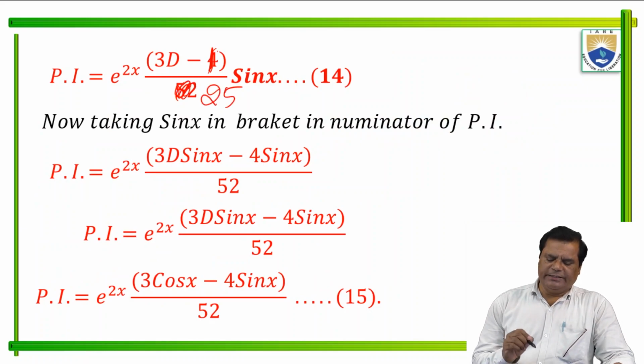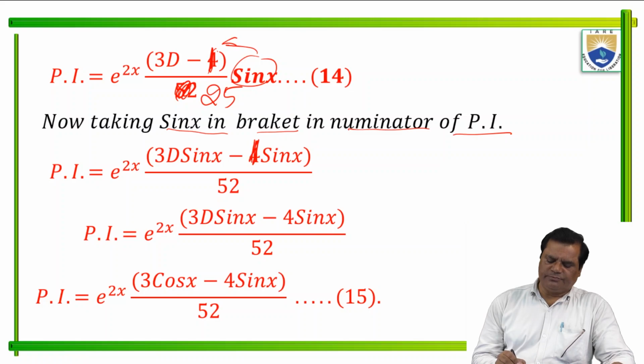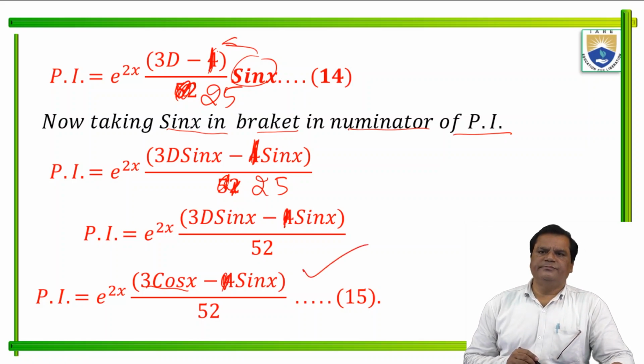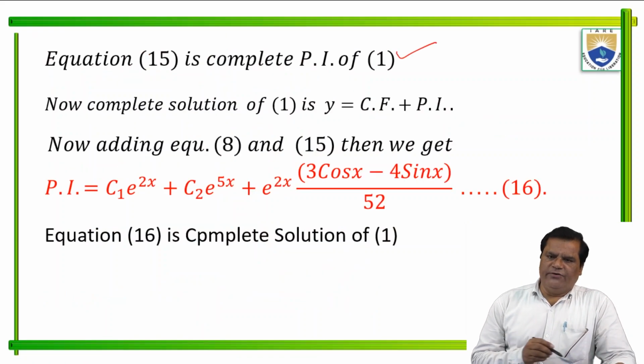Now sin x is taken in the bracket in the numerator of the particular integral. Multiplying sin x in this bracket, we get 3D sin x minus 1 sin x, over 25. The differential of sin x is cos x, so we get 3 cos x minus sin x. So this is the particular integral. Now equation 15 is complete, the particular integral of 1.